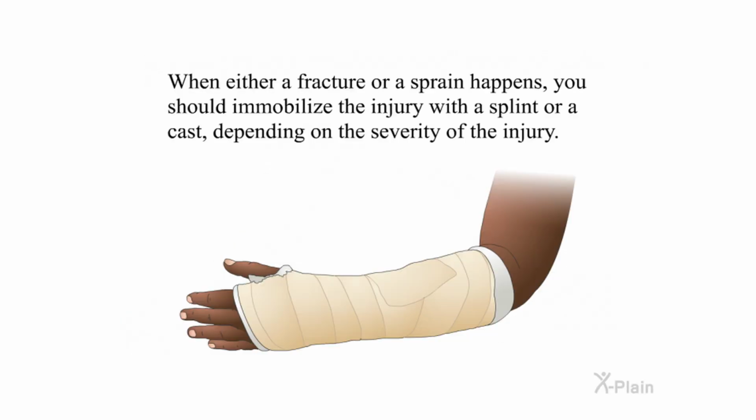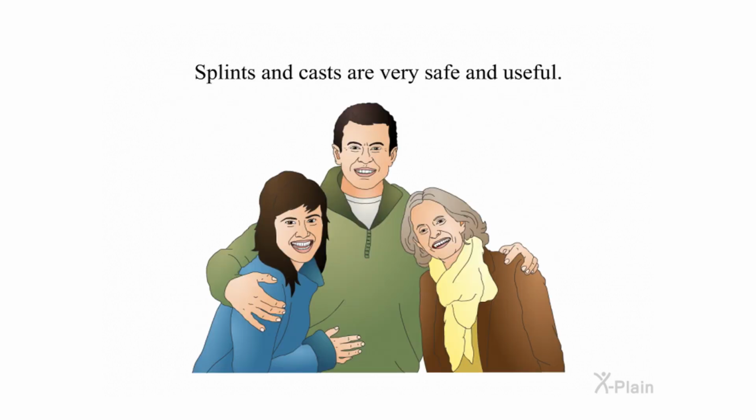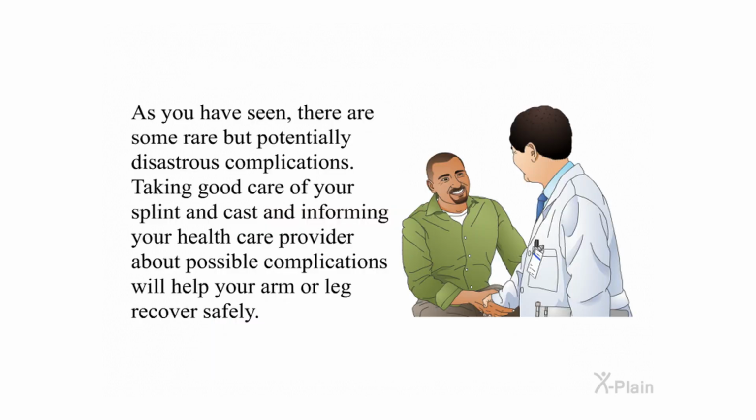When either a fracture or a sprain happens, you should immobilize the injury with a splint or a cast, depending on the severity of the injury. Splints and casts are very safe and useful. As you have seen, there are some rare but potentially disastrous complications. Taking good care of your splint and cast and informing your healthcare provider about possible complications will help your arm or leg recover safely.